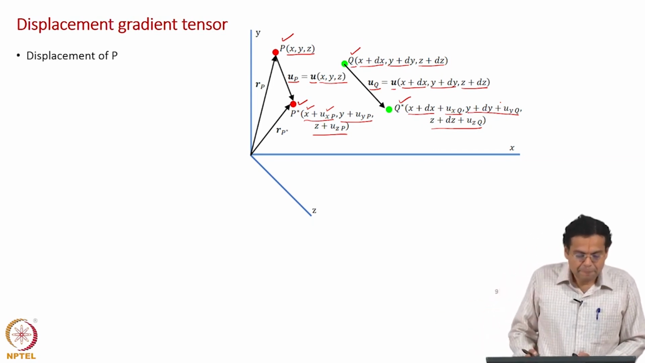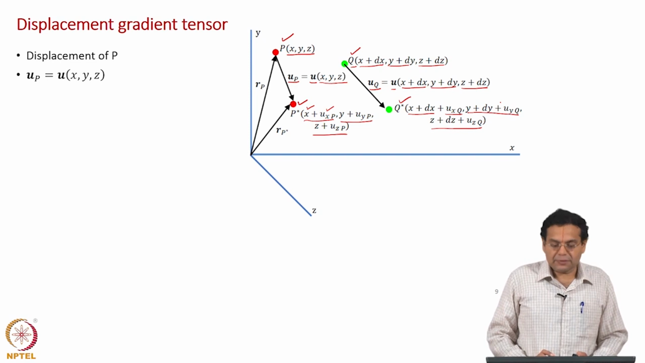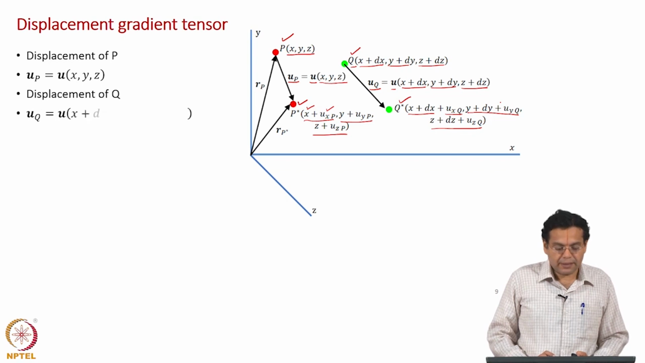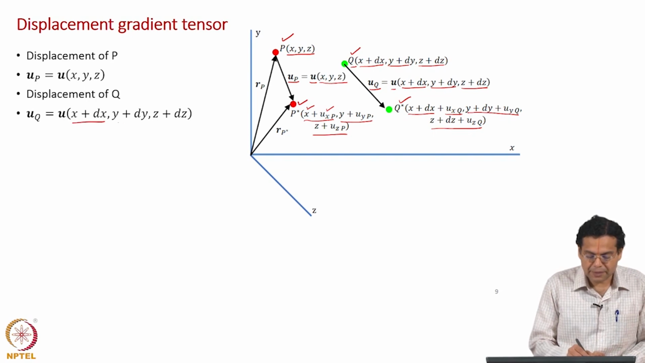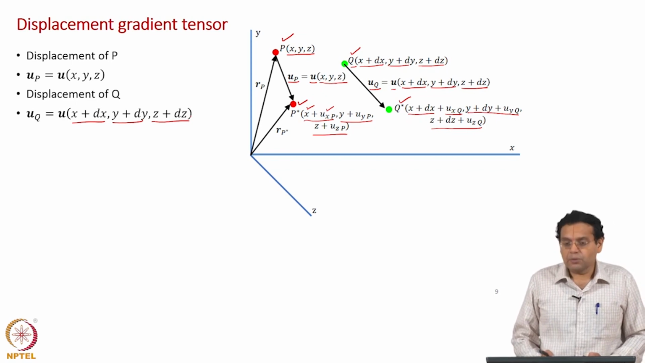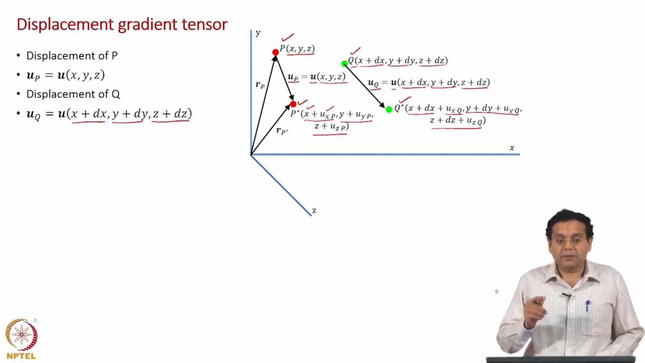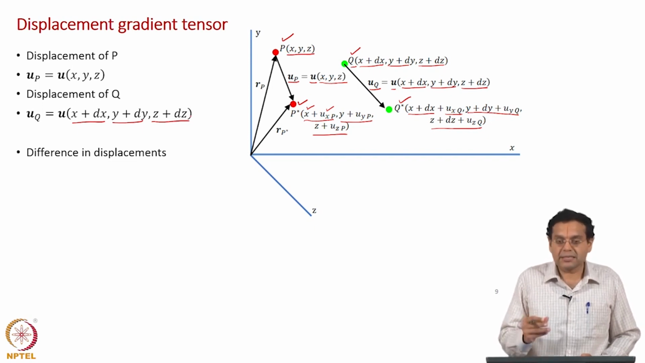Now, let us go ahead. So, the displacement of p, up, is equal to u at x y z. What about the displacement of q, uq? In terms of the displacement field it is u at x plus dx, y plus dy, z plus dz. Now, what did we say? We said that we look at the difference in displacement, right? Let us write an expression for the difference in displacements. As I told you, the reason is it takes care of translation; translation gets eliminated.